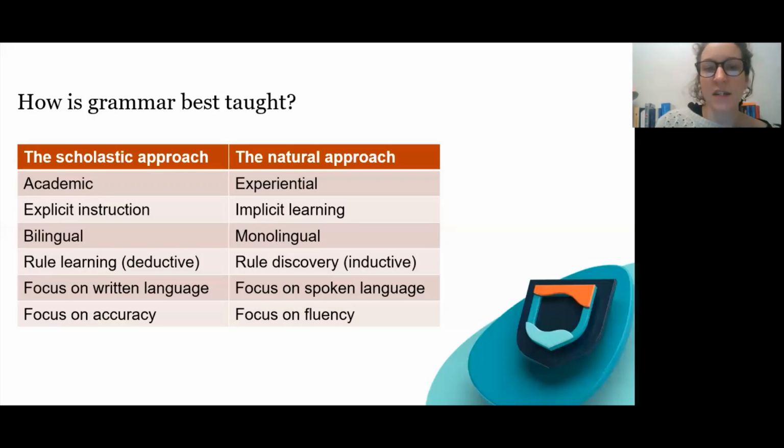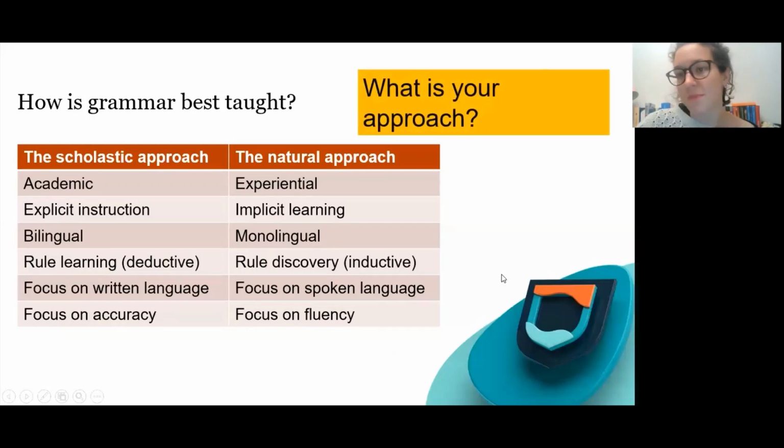So let's have a look at this one. How is grammar best taught? There are the scholastic approach and the natural approach in teaching grammar. And you can see here academic and experiential. Then we have explicit instruction and implicit learning, bilingual, monolingual, rule learning and rule discovery, focus on written language, focus on spoken language, focus on accuracy, focus on fluency.